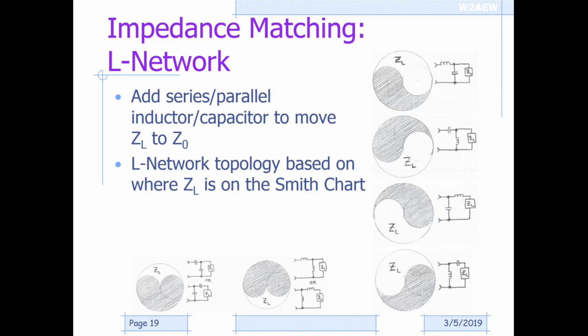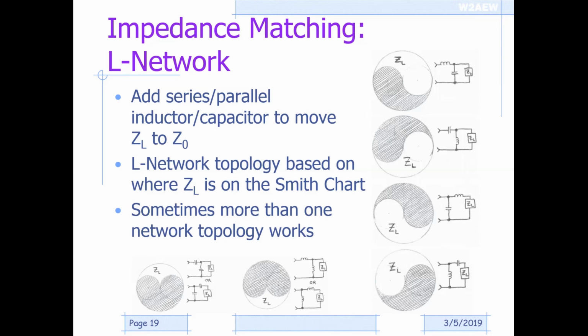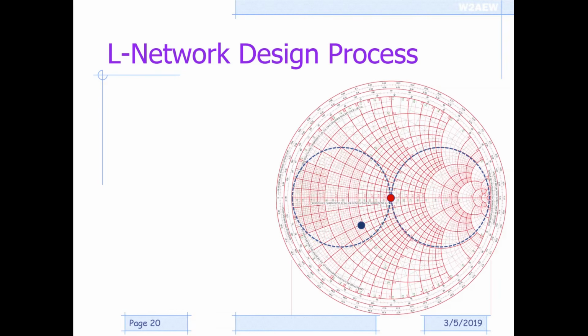The choice of which one you use might be determined by whether we want, say, a high-pass network or a low-pass network, or it might be based on what components you have available in terms of the selection of inductors or capacitors that you might have available or that you might have to wind or design. So there may be some other practical considerations that might influence your decision on which topology to use for your matching network when you have a choice of more than one. So again, sometimes more than one topology will work. So let's go take a look at a practical example or two.